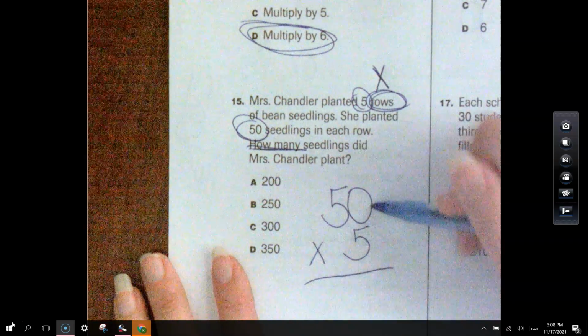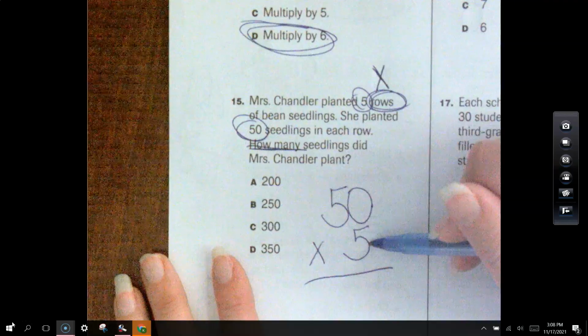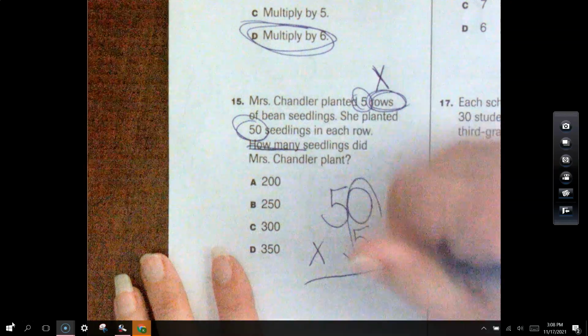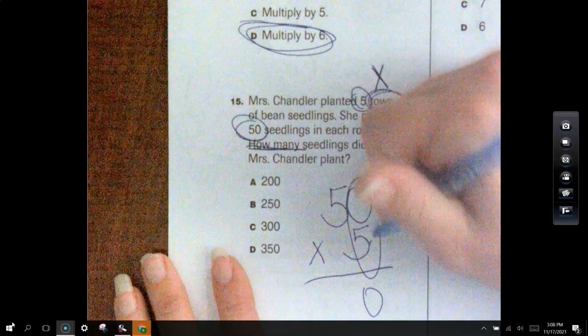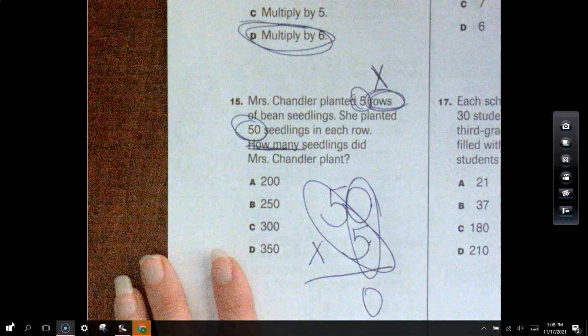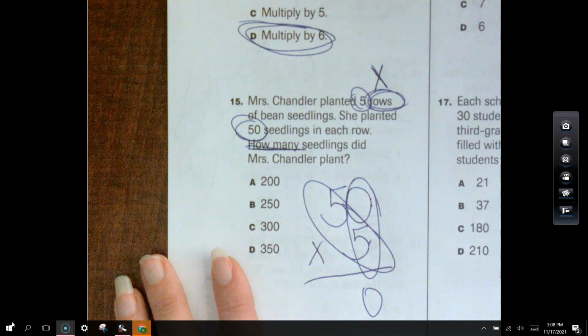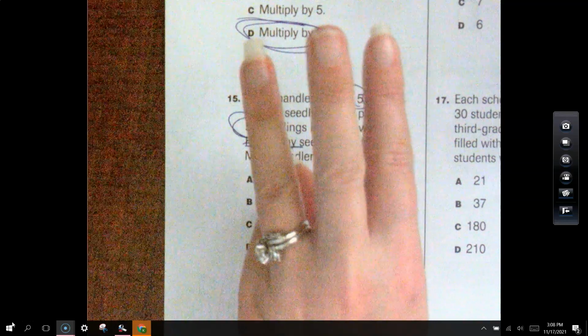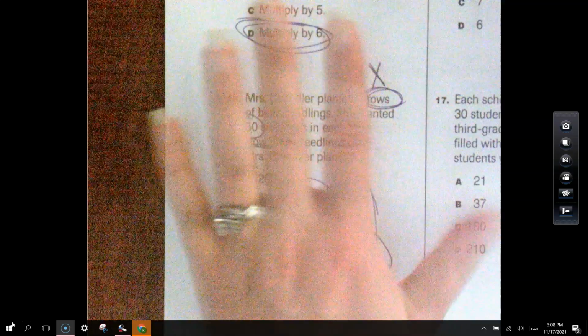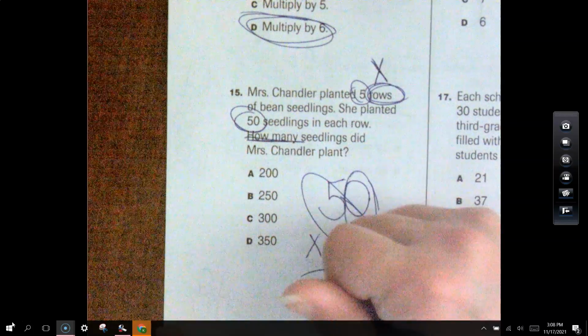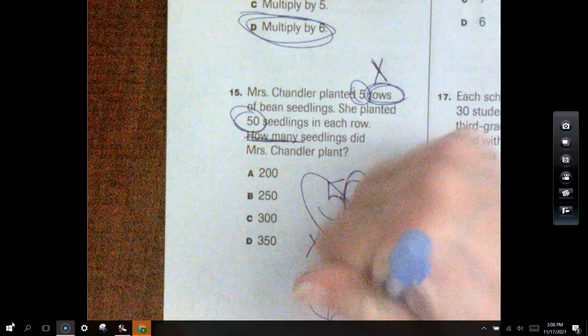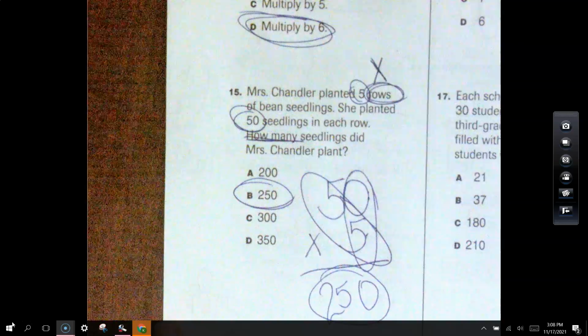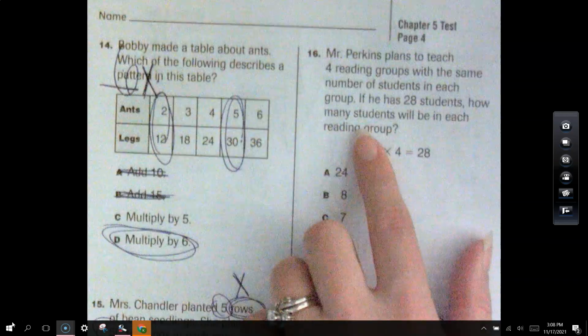What is 0 times 5? 0 times 5 is 0. What is 5 times 5? Let's count by 5s. 5, 10, 15, 20, 25. So the answer is 250. Choice B.